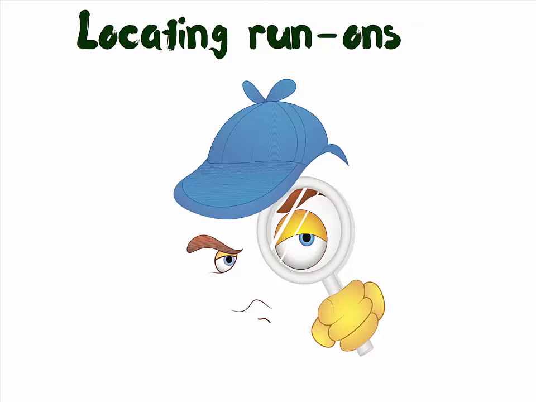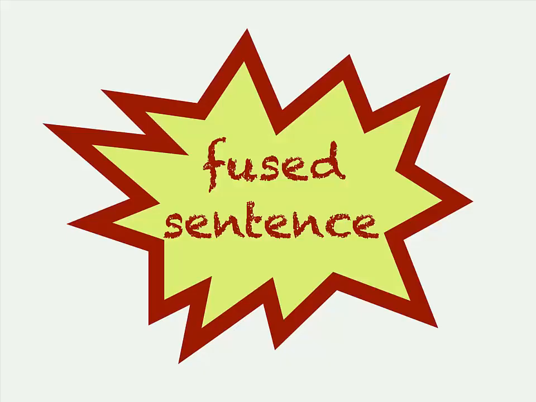A run-on is two or more complete sentences punctuated as one sentence. The complete sentences are independent clauses. The two sentences may not have any punctuation joining them, such as: Cindy went shopping. She met her friend Ariel at the mall, which is called a fused sentence.